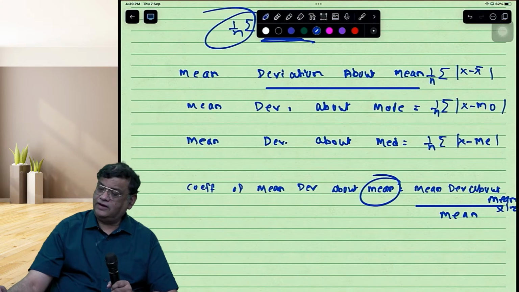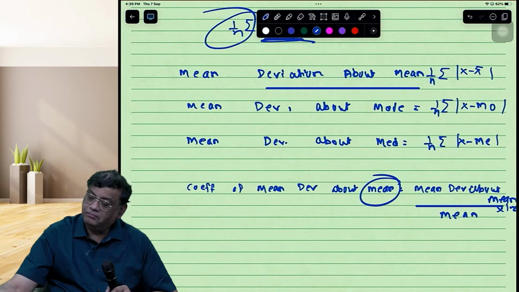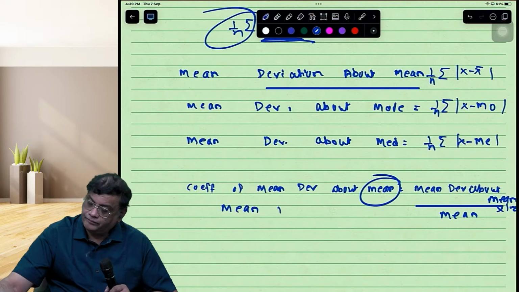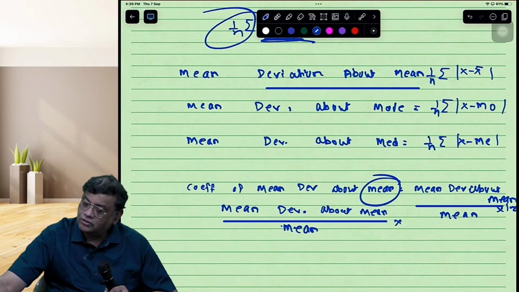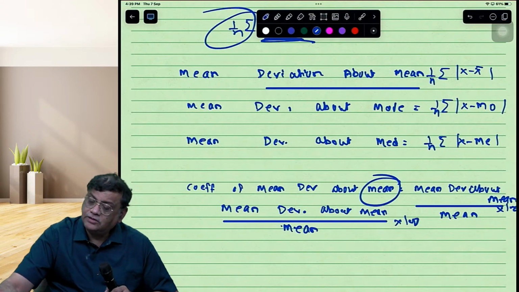I repeat, what is that? It will be mean deviation about mean. Mean deviation about mean. That divided by mean. And that multiplied by what? 100. ये समझा क्या बाळांनो?